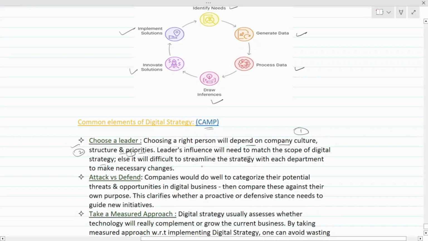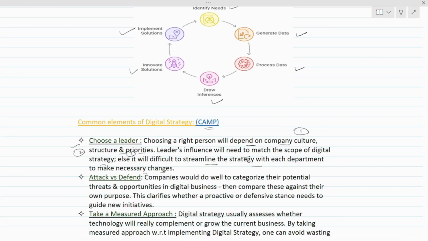Else it will be difficult to streamline the strategy with each department to make necessary changes. So if it is not in sync with the digital strategy, then the departments cannot come together and make the business more profitable, or for that matter there will be a lot of friction among all the departments.